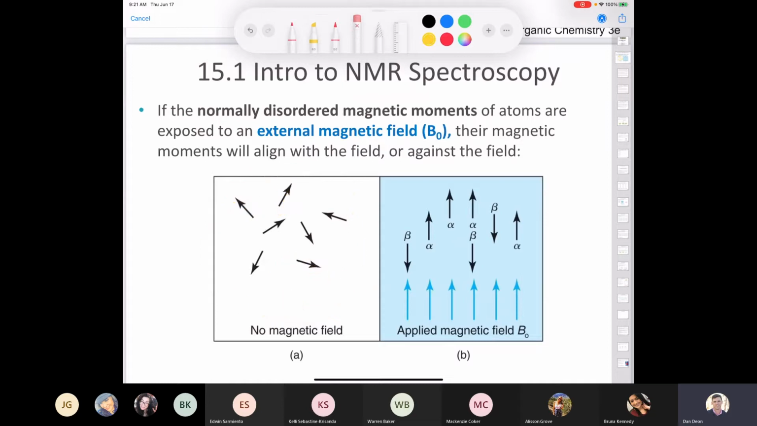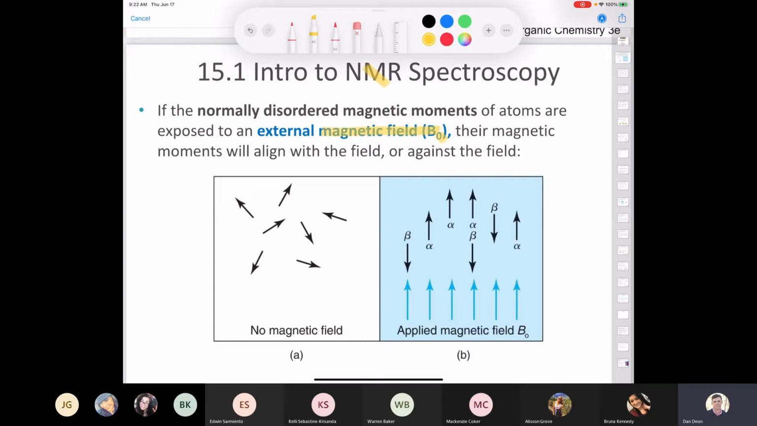But here's where it gets kind of cool. If you subject all those normally disordered magnetic moments to an external magnetic field, we couldn't use the letter M, that's too easy, right? We have to use the letter B to represent our magnetic field. So we use B0, or sometimes I'll call that B naught. That means that's our external magnetic field, right? That's the M in nuclear magnetic resonance.